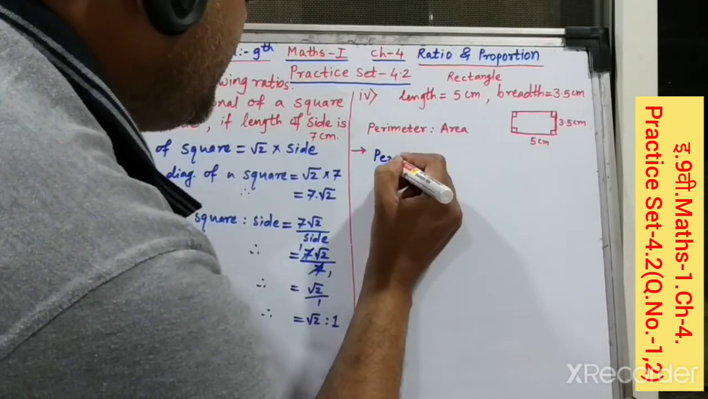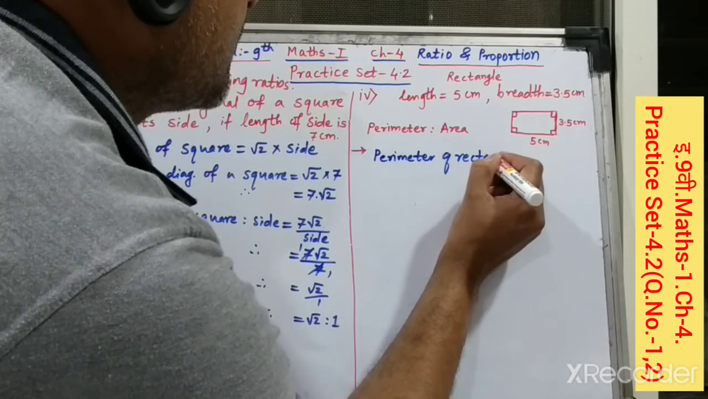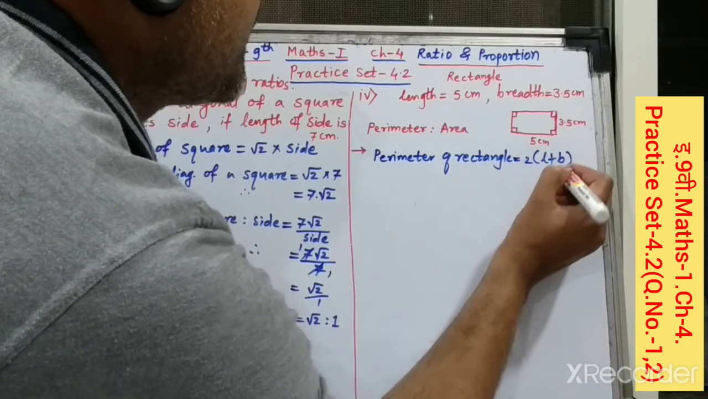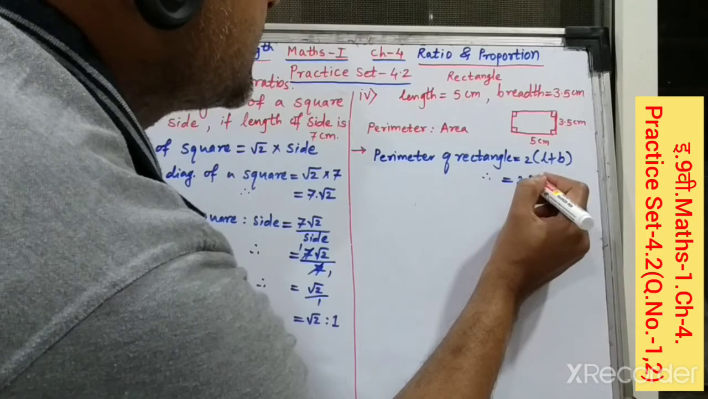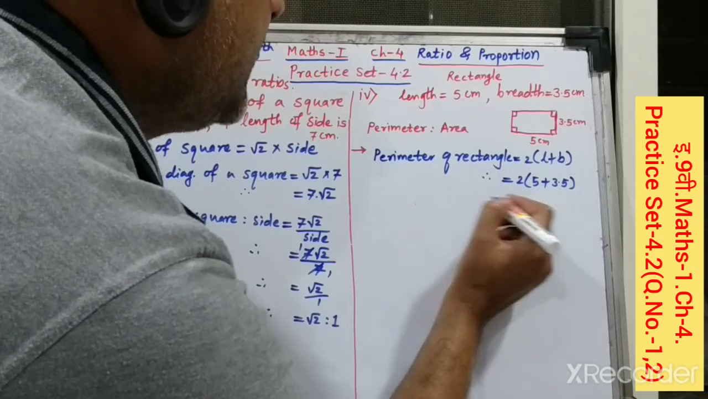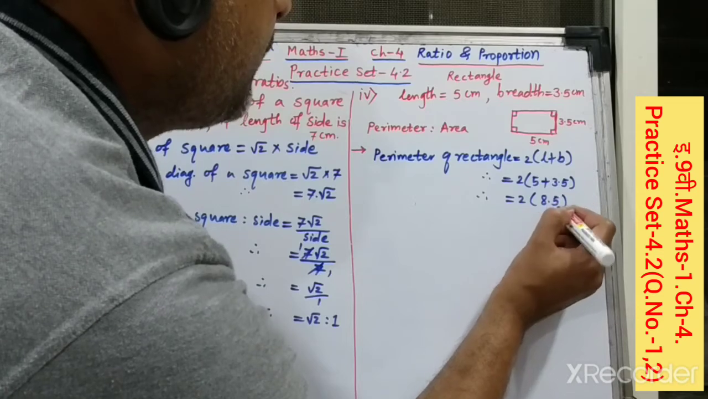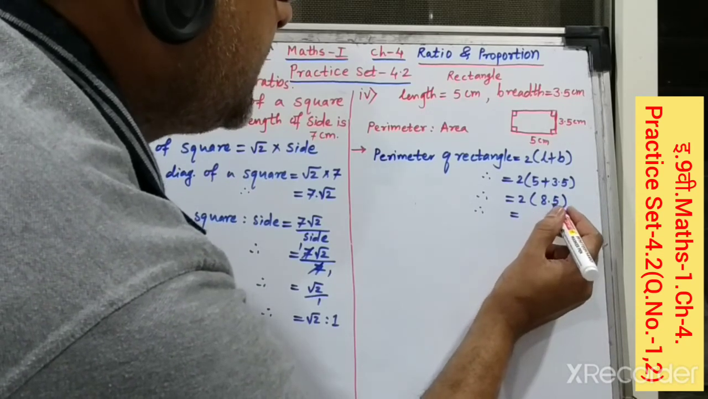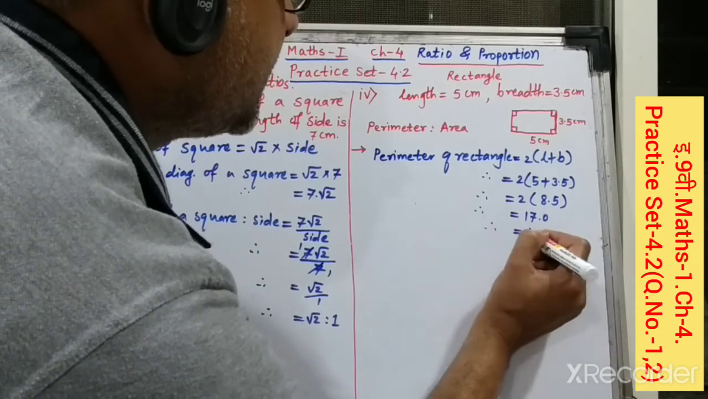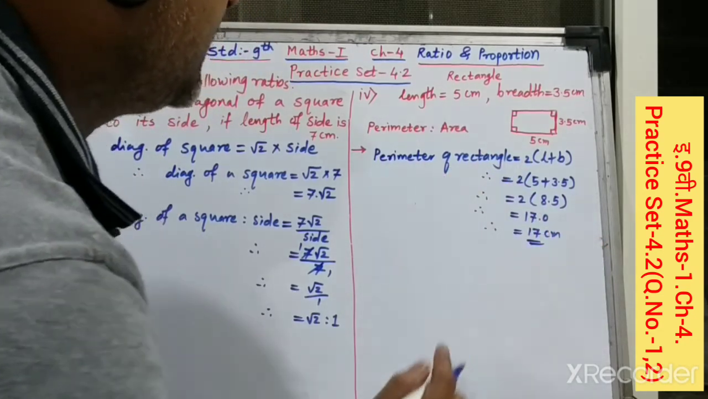So we know that the perimeter of rectangle is 2 in bracket L plus B, and here the length is 5 and breadth is 3.5. So we get the perimeter is 2 in bracket 5 plus 3.5 is 8.5. So perimeter is 8.5 into 2 is 17.0, that is 17 centimeter. So the perimeter of rectangle is 17 centimeter.